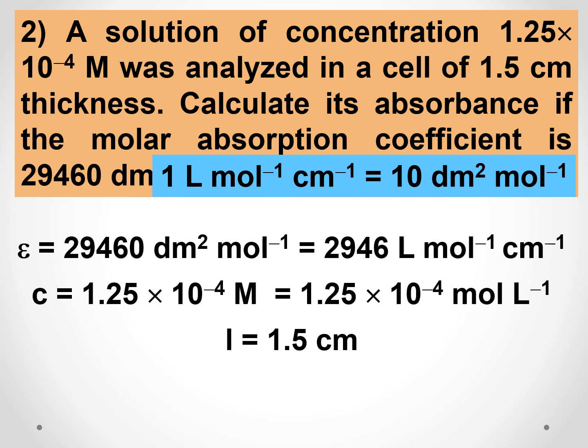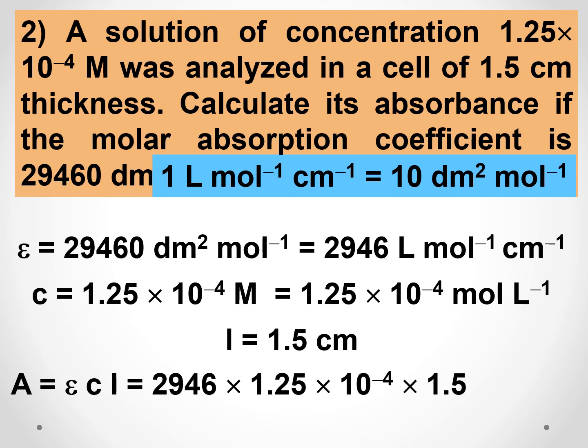So you got all the factors. Epsilon you got, C you got, L you got. Now substitute. A is equal to epsilon C l. Direct substitution. So when you substitute, you get 0.5524. This is the answer. Absorbance of the solution is 0.5524.